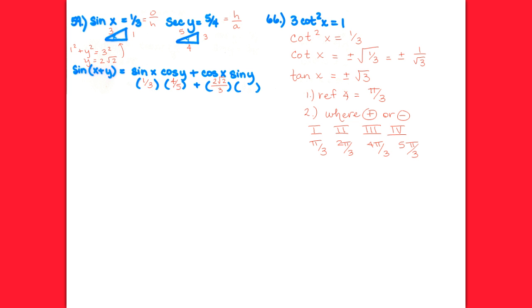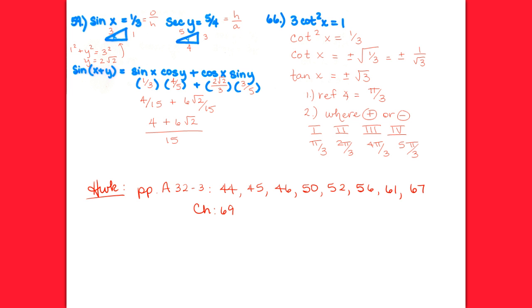And then I need sine y, so I'll come back to the y triangle. What would the sine be? 3/5, opposite over hypotenuse. So then we just need to do some fraction simplification. I'm going to go through and multiply, and I have a common denominator, so I can combine over that common denominator. And again, we want to give the exact value here, not the decimal approximation.